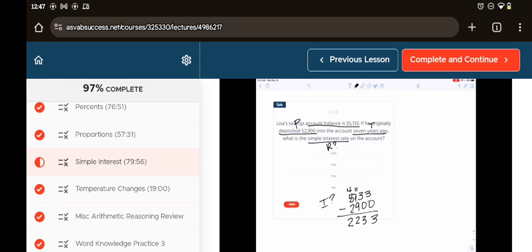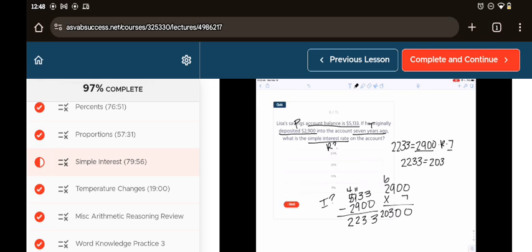2233 is equal to 2,900 times an unknown rate times 7 years. So let's do 2,900 times 7. 7 times 0 is 0. 7 times 0 is 0. 7 times 9 is 63. So I put a 3, carry the 6. 7 times 2 is 14. Plus 6 is 20. So 2233 is equal to 20300 times R. Okay? We checked. We have the right number of zeros.